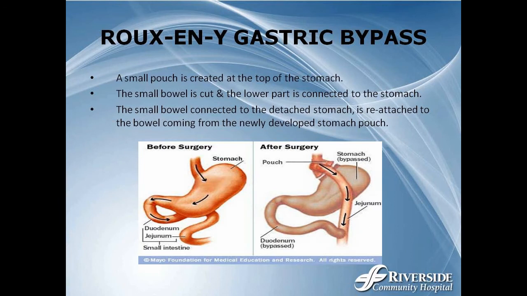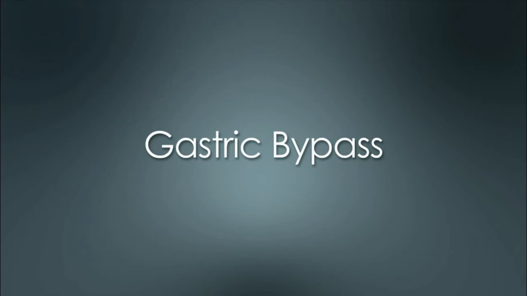We will now go over what is involved with each procedure, show you a short clip of the surgery, and discuss the benefits of the procedure. First, the ROUX-EN-Y gastric bypass. A small pouch is created at the top of the stomach. The small bowel is cut, and the lower part is connected to the stomach. The small bowel connected to the detached stomach is reattached to the bowel coming from the newly developed stomach pouch.